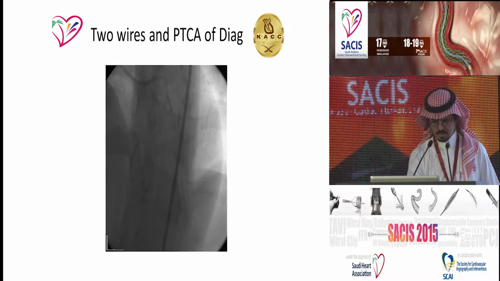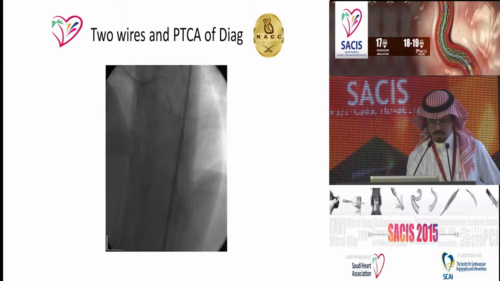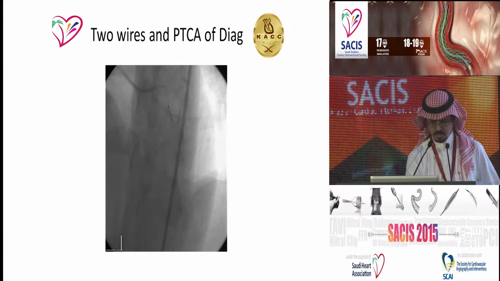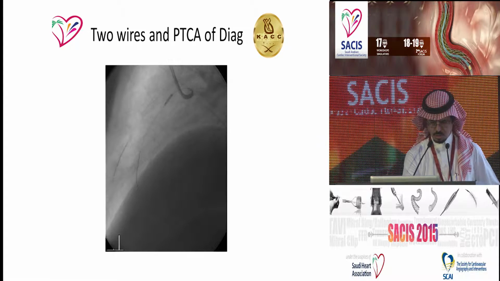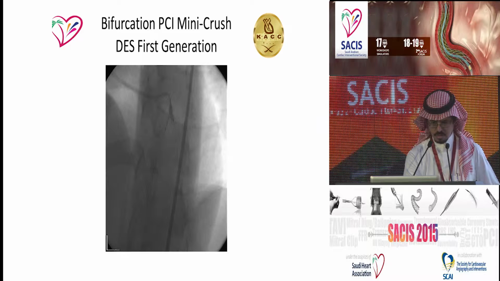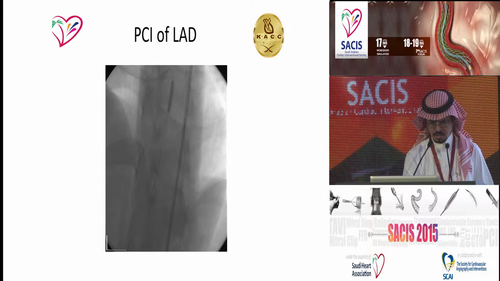I dealt with the mid-LAD lesion. Then I went with the double wire. I did balloon angioplasty of the ostial diagonal, as you can see in two views here. And this is a mini crush of the ostial diagonal, and you can see another stent in the LAD. And this is the LAD stenting.